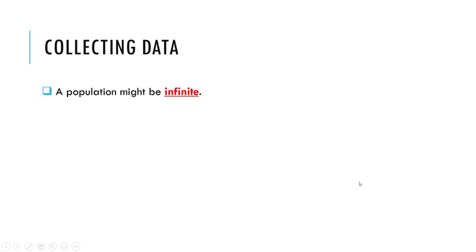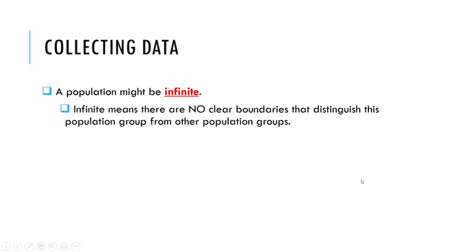A population might also be infinite. Now, we don't use much of this in the business world, but it's still important that we understand it. Infinite means that there are no clear boundaries that distinguish this population group from other population groups. So how is it possible that there'd be no boundaries, right? That's hard to get our brain around because we're usually thinking about businesses and people, and there's boundaries, but there are examples. If we have an infinite population, then it's unlimited in size.